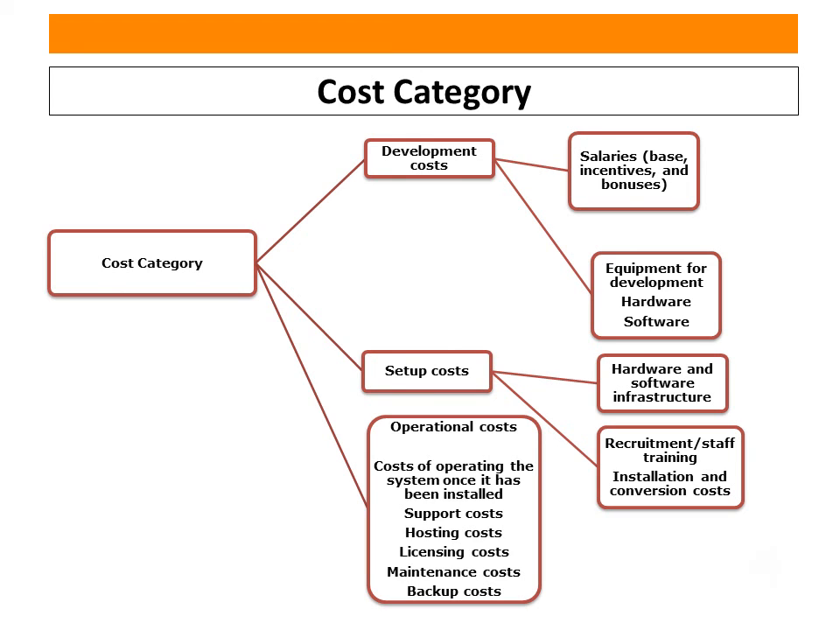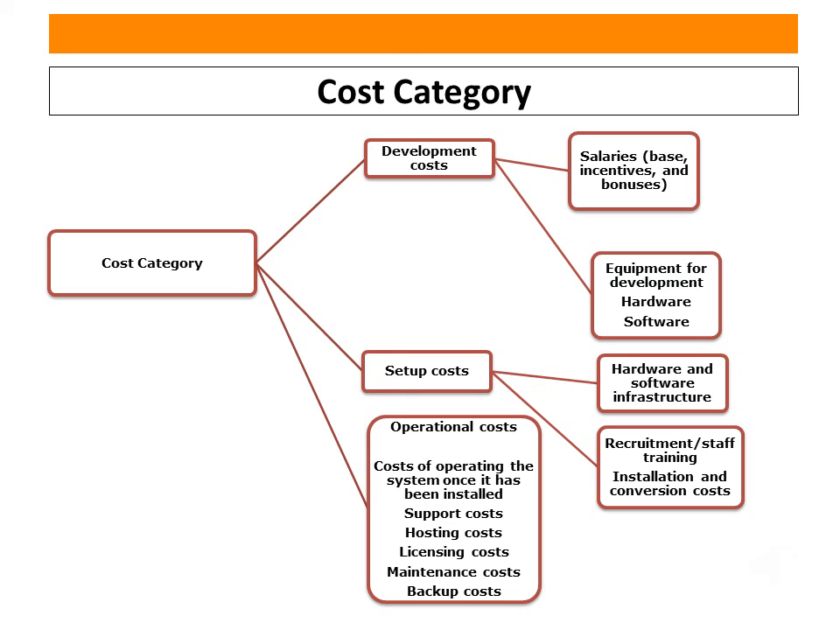So here is the broad classification of cost categories. According to some researchers and authors, there are three major categories of cost. Number one is development cost, number two is setup cost, and the third one is operational cost. If we look at development cost, then we have two factors.